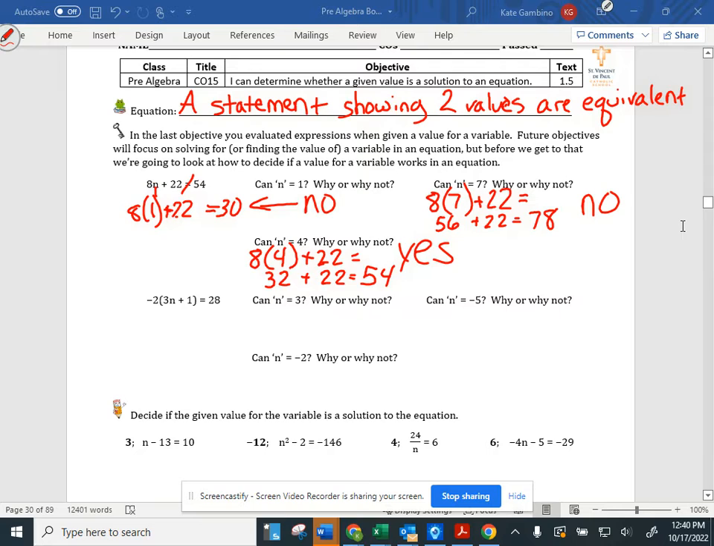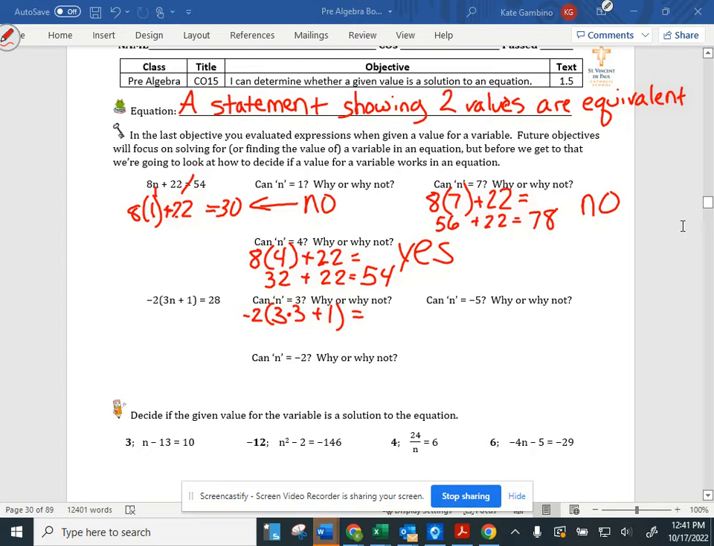So let's do the next one. Negative 2 times the quantity 3n plus 1 equals 28. Can n equal 3? What do we have to do to answer that question? Plug it in. We have to do the math. So we're going to do negative 2 times the quantity 3 times 3 plus 1. What does that equal?